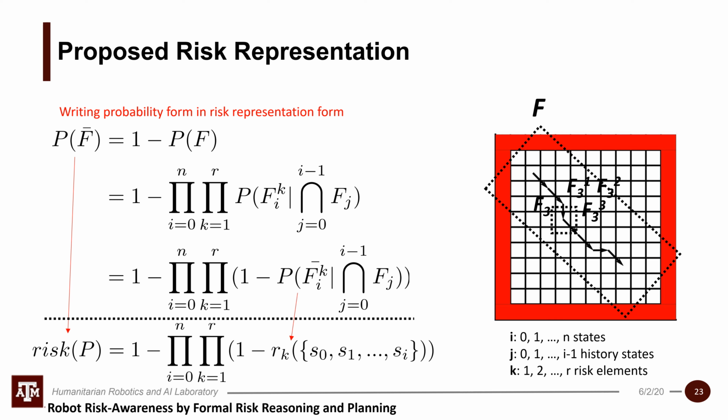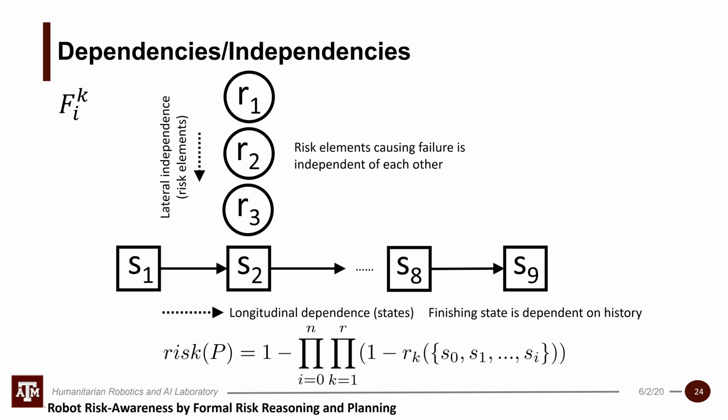This equation is the risk representation based on our formal definition. From this equation, we can clearly see the dependencies on the history states. We call it longitudinal dependency, so finishing state is dependent on history. On the other hand, risk element causes failure is independent of each other, which we call lateral independence. This is our assumption and matches with most cases.